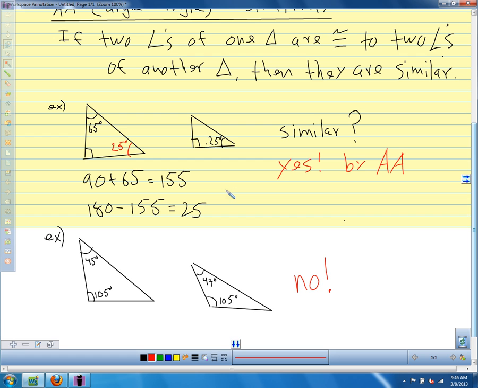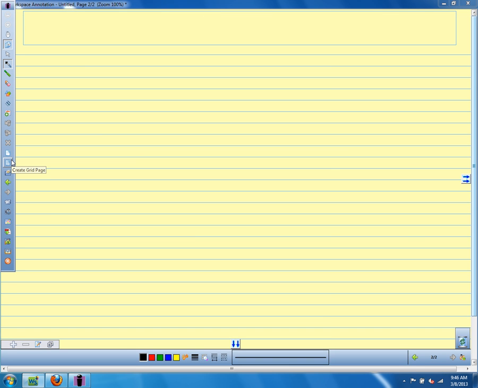Any questions on angle, angle? So with angle, angle, we don't even have to check the sides. All we need to know is that two angles are congruent. All right. Our next shortcut is side, side, side.